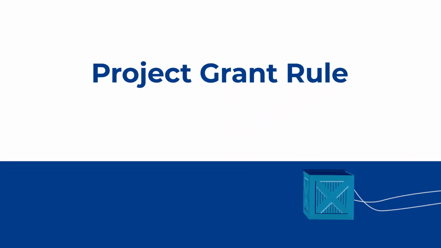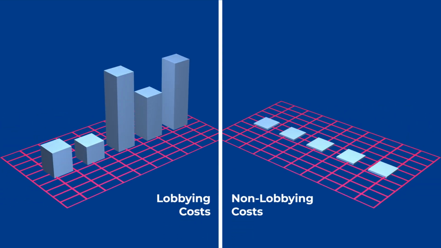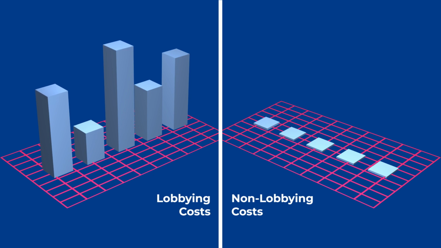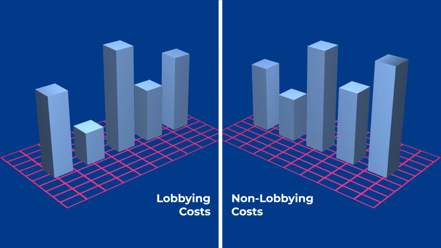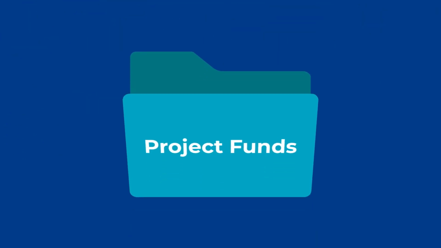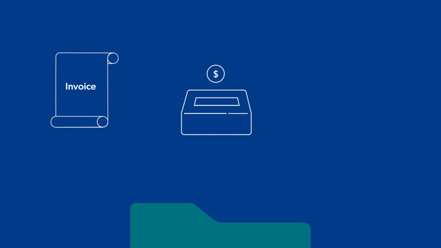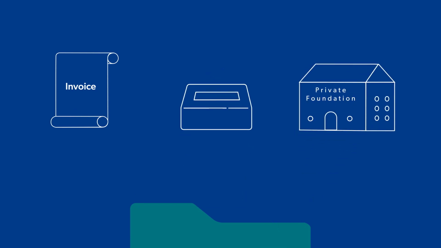Project Grant Rule. If your foundation funder-to-be uses the Project Grant Rule, you must create a project budget that separates projected lobbying costs from non-lobbying costs. You must also secure multiple sources of funding for the project, not just from the private foundation using the Project Grant Rule. For example, grants from other foundations or individual donations.